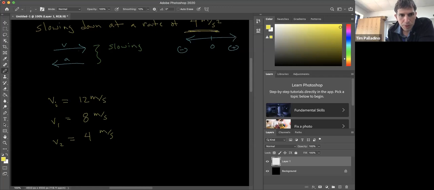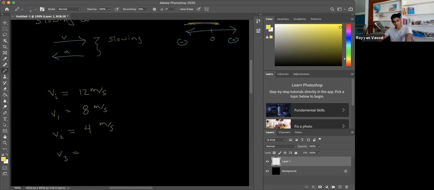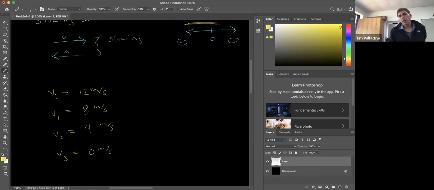And after 1 more second, what should the velocity be? 0. Very good. Now let me ask you a question. If it's slowing down, it's coming to a stop, right?